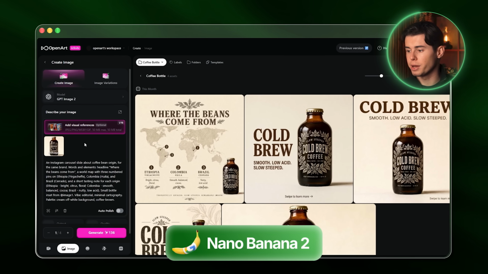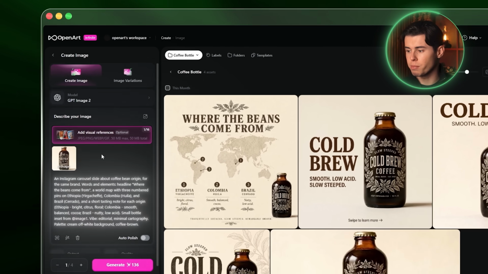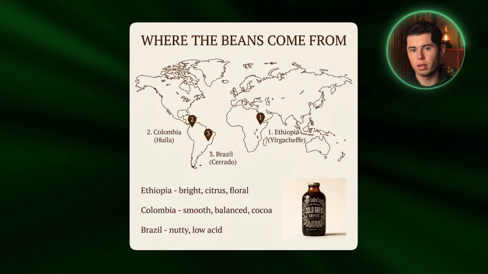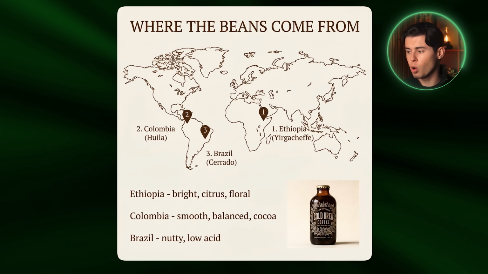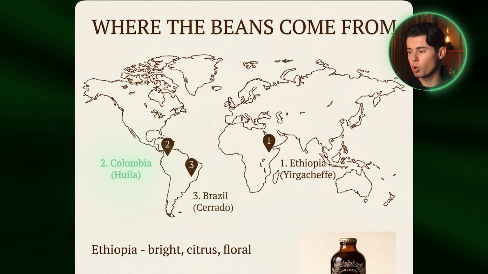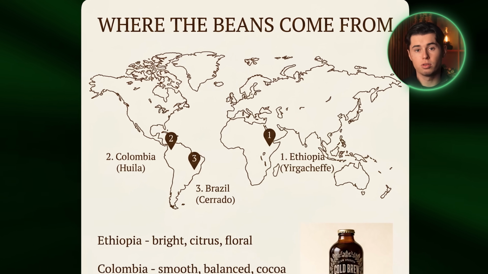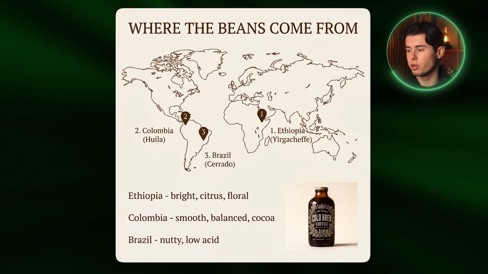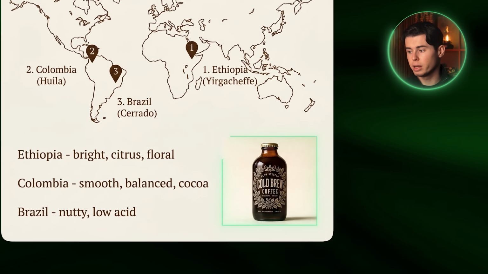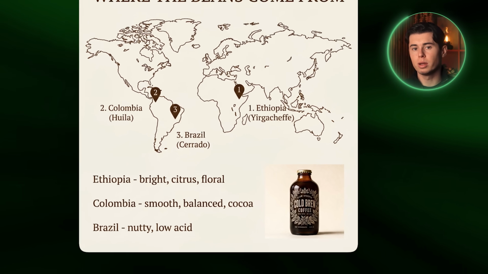Now, let's put Nano Banana 2 to the test using the same prompt. So I will switch the model in the dropdown and hit generate again. This one has the same idea, but it feels much more plain compared to the previous one. The map is clear, and I like that it shows the origins directly on it. But the overall design looks more like a simple presentation slide than a finished carousel slide. Even the bottle feels kind of dropped in at the bottom instead of being naturally part of the design.